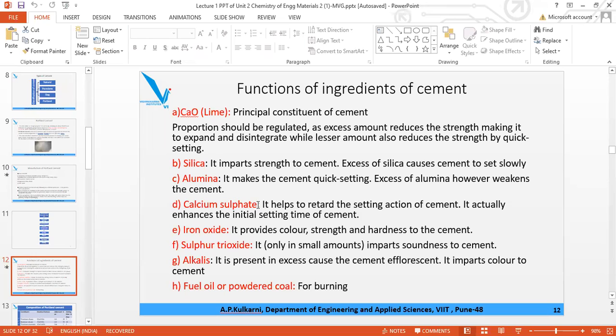But if we add gypsum, after adding gypsum it will take more time for the setting. Maybe one complete day you will have in hand to apply it for the construction work. That is the function of the gypsum, which is calcium sulfate. The formula is CaSO4·2H2O, which is used to retard, that is, extend the setting action.